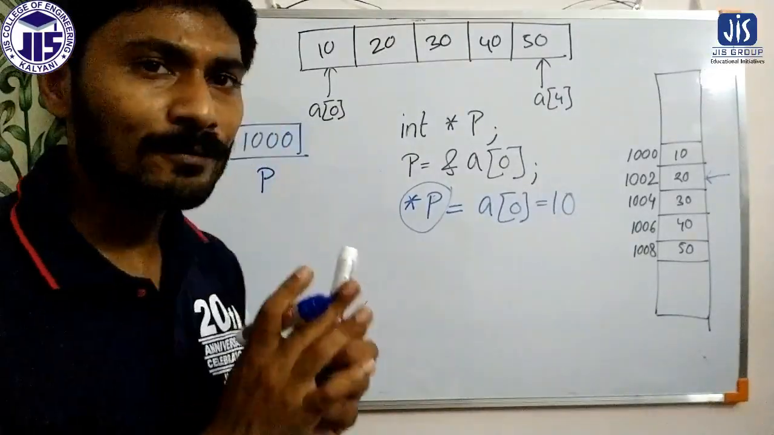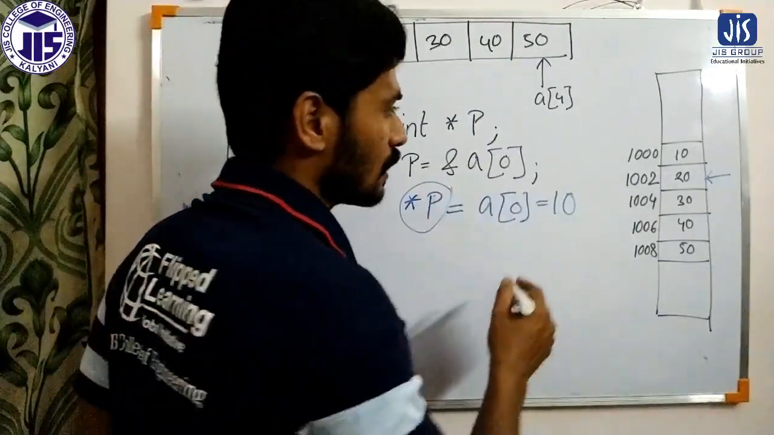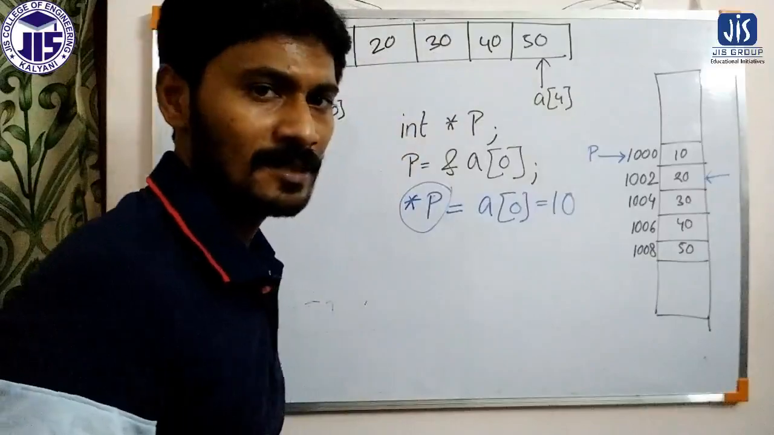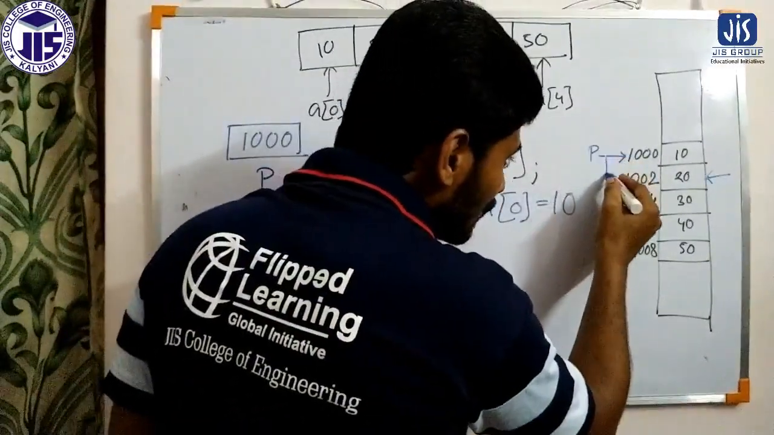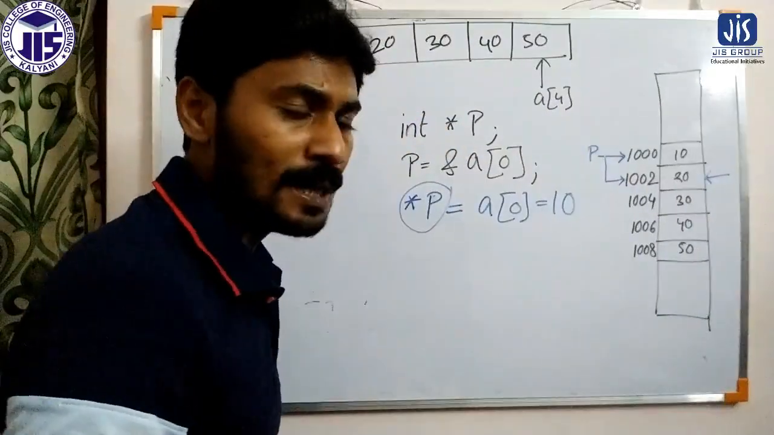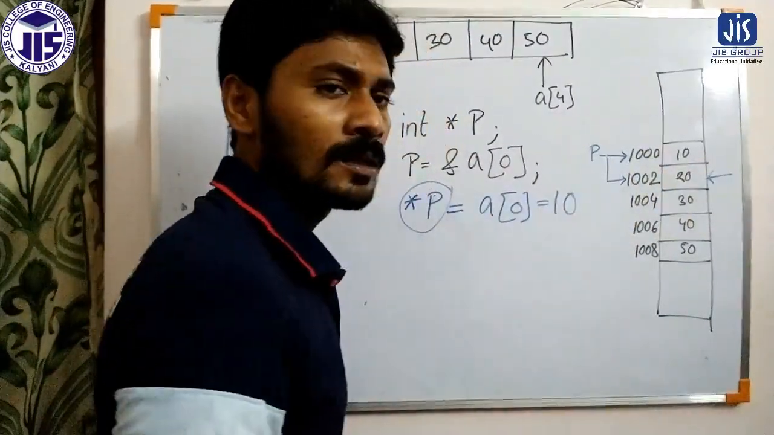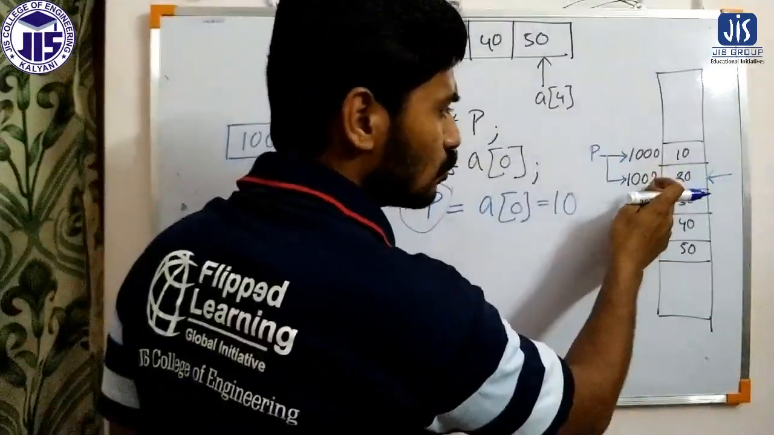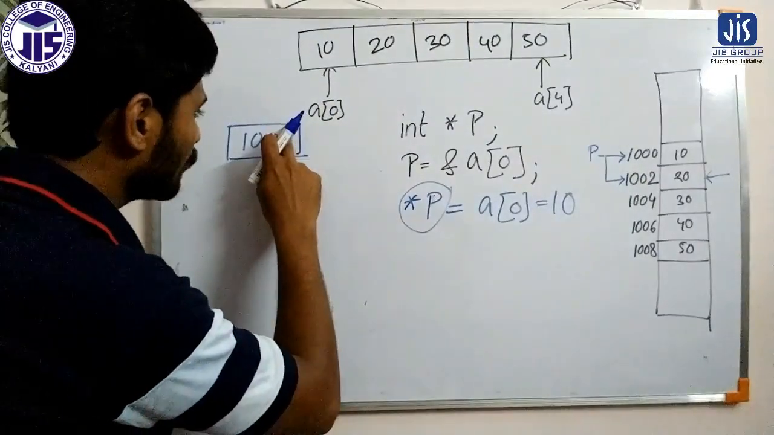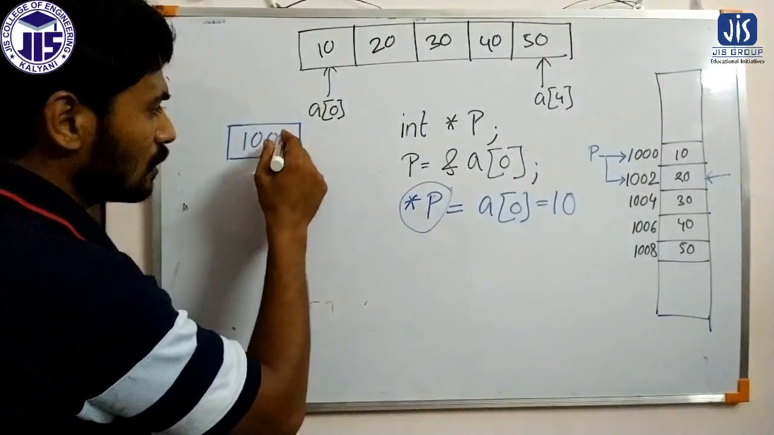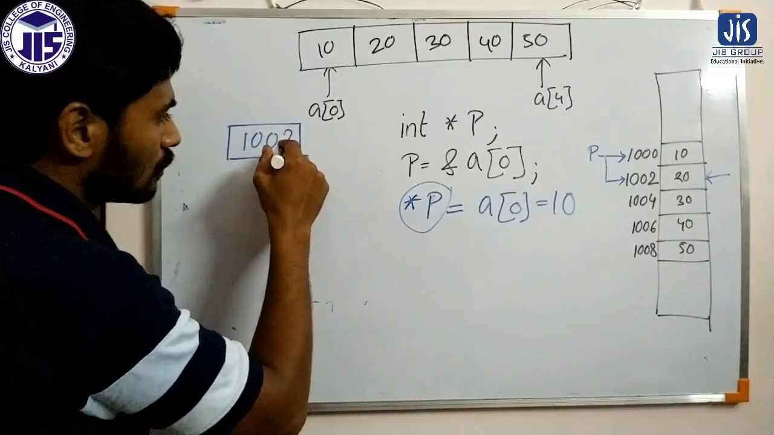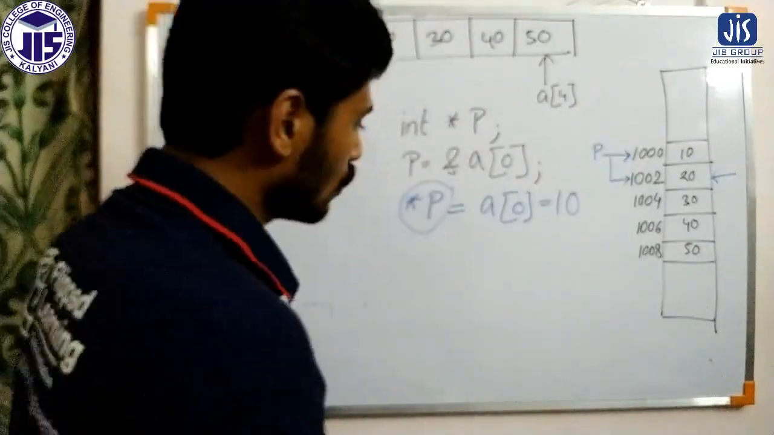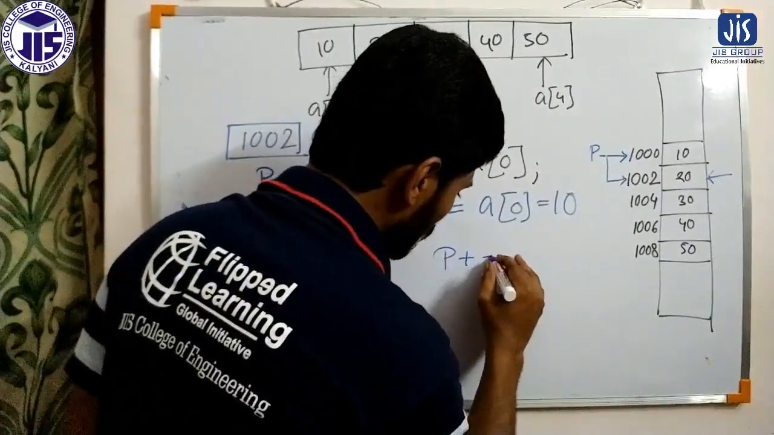So what we have to do is perform an increment operation. P variable is now indicating this address. Now if I can update the value of P with this address, then it will indicate this variable. So how can we update the value of P from 1000 to 1002? Our target is to update the value of P, which is 1000. If we can store this into P, then we can indicate this element. So we have to perform a P plus plus operation.